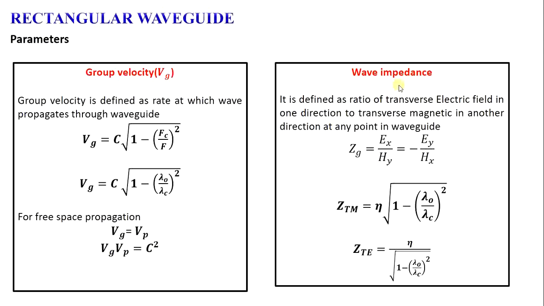The last parameter is wave impedance. It is defined as ratio of transverse electric field in one direction to the transverse magnetic field in another direction at any point in the waveguide. So you know Zg is given as Ex upon Hy, which is equal to minus Ey by Hx. So the wave impedance for TM mode is given as eta under root of 1 minus (lambda naught upon lambda c) whole bracket square, where eta is 120 pi. Similarly, for TE mode, the wave impedance is given as eta upon under root of 1 minus (lambda naught upon lambda c) whole bracket square.